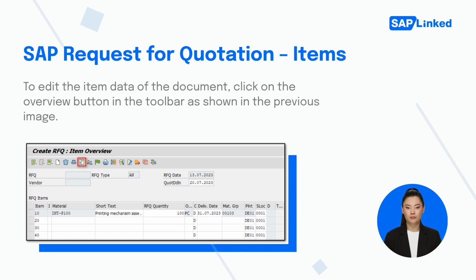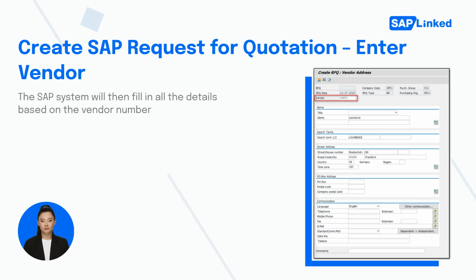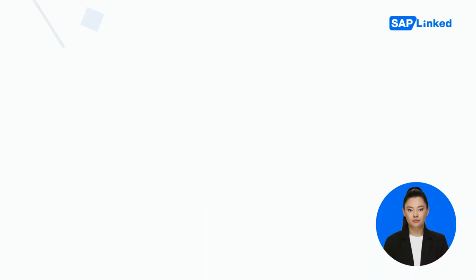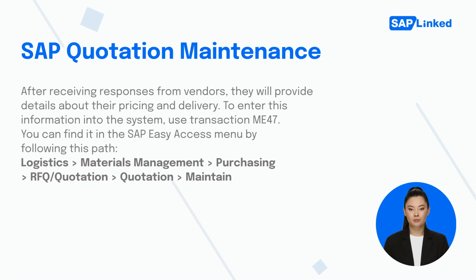To complete the request for quotation, enter the vendor's information. From the toolbar, select the Vendor Address button. The SAP system will then fill in all the details based on the vendor number. Finally, save the SAP Request for Quotation by selecting the Save button in the toolbar. Use the same process to create additional requests for quotation from different suppliers with the same item codes and delivery dates.